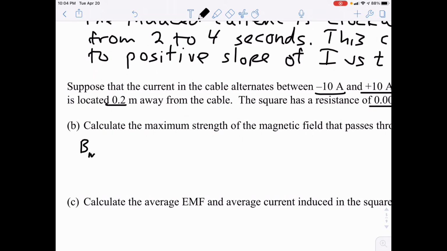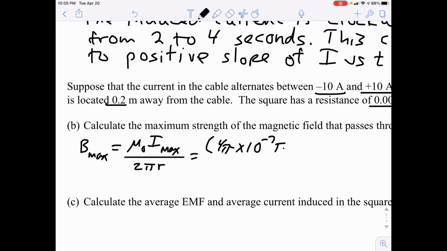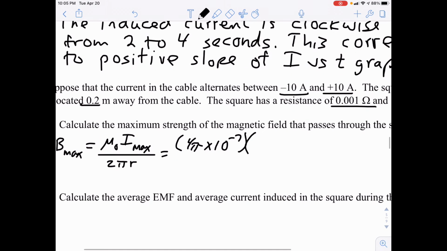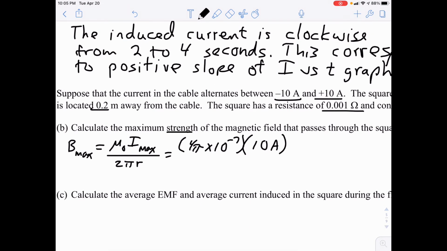So B max is going to be equal to mu naught I max over 2 pi r. So it's still our magnetic field equation. We're just relating the maximum field to the maximum current. Recall that mu naught is 4 pi times 10 to the negative 7, and I max is 10 amps. Whether it's 10 or negative 10 doesn't matter because we want to know the maximum strength, so we're looking for the magnitude only.